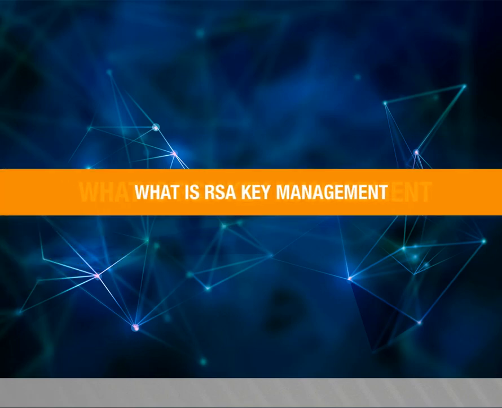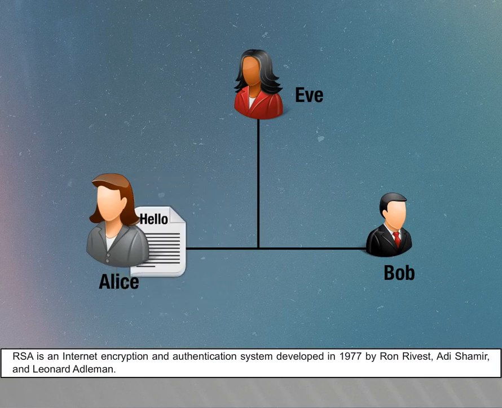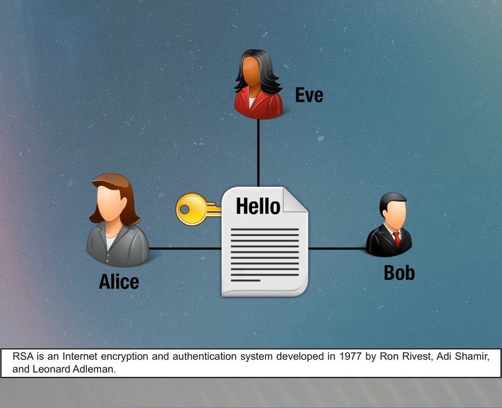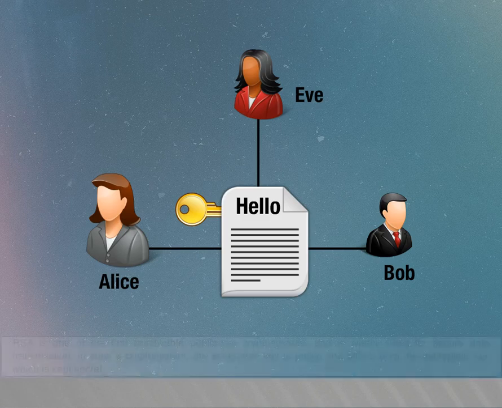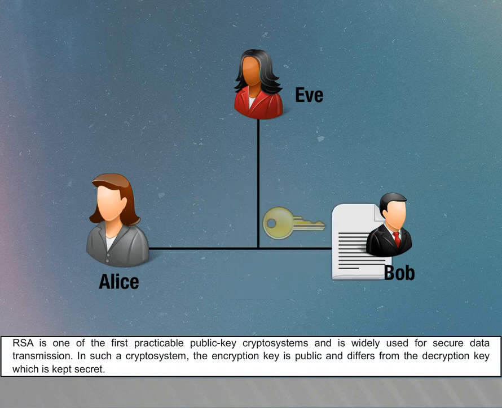What is RSA key management? In this video, we are going to see about what is RSA key management. RSA is an Internet encryption and authentication system developed in 1977 by Ron Rivest, Adi Shamir, and Leonard Adleman. RSA is one of the first practicable public key cryptosystems and is widely used for secure data transmission. In such a cryptosystem, the encryption key is public and differs from the decryption key, which is kept secret.